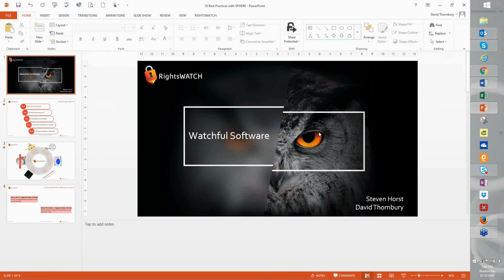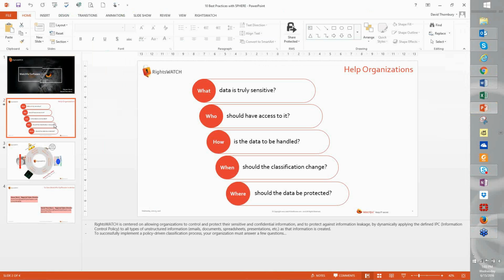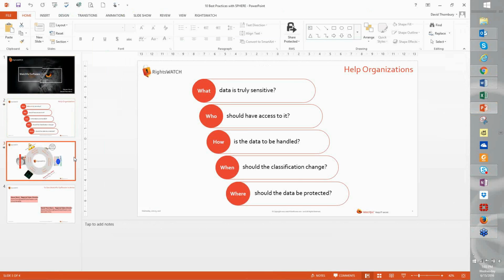Okay, Watchful Software is a company that is primarily helping organizations try to understand what data is truly sensitive within your organization, who should have access to that information, how that data should be handled, when the classification of a particular asset should be changed or reclassified, either upward or downward, and who or where that information should be protected.